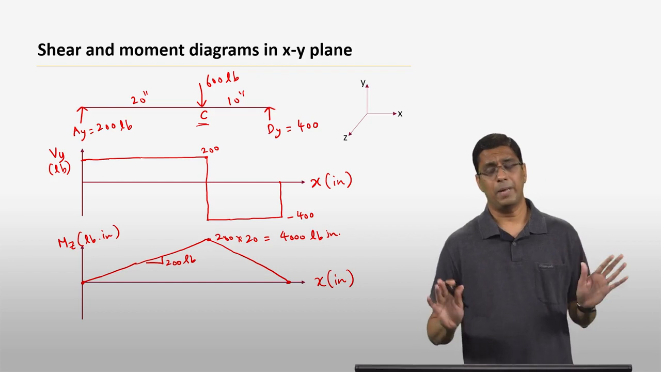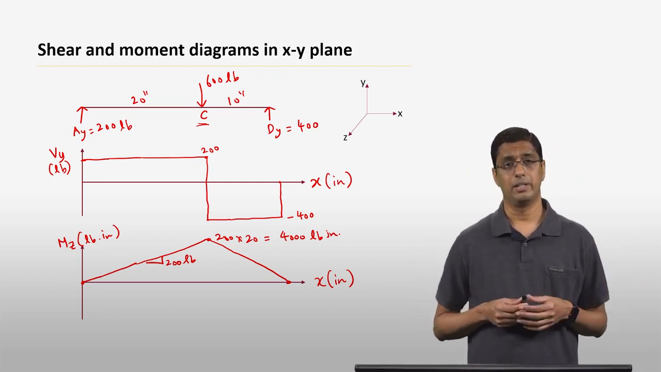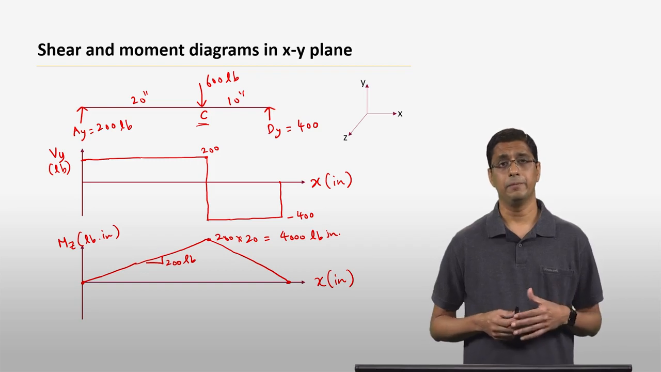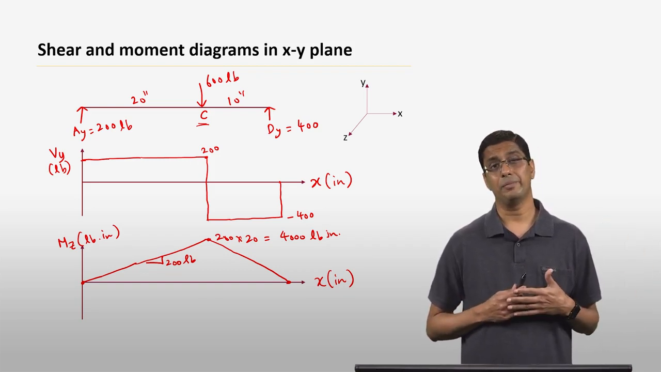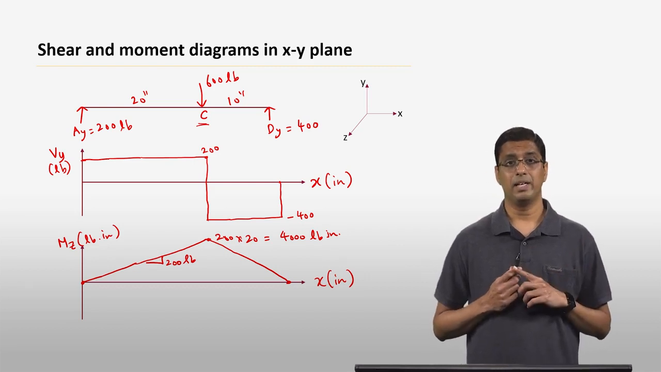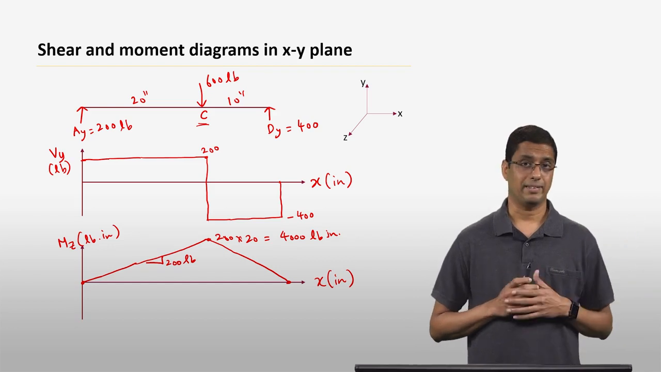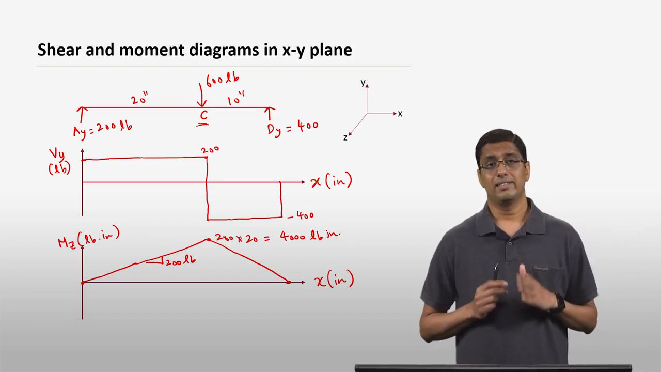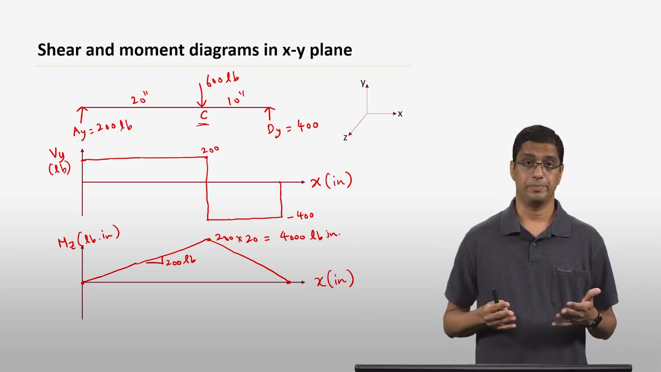So this part, up to this part, it's actually very similar to what you have learned in your solid mechanics class. So you have usually done shear and moment diagrams in 1D, and this is where you would stop if you are in your solid mechanics class. But in this class we are going to look at bending moments in 2 dimensions.